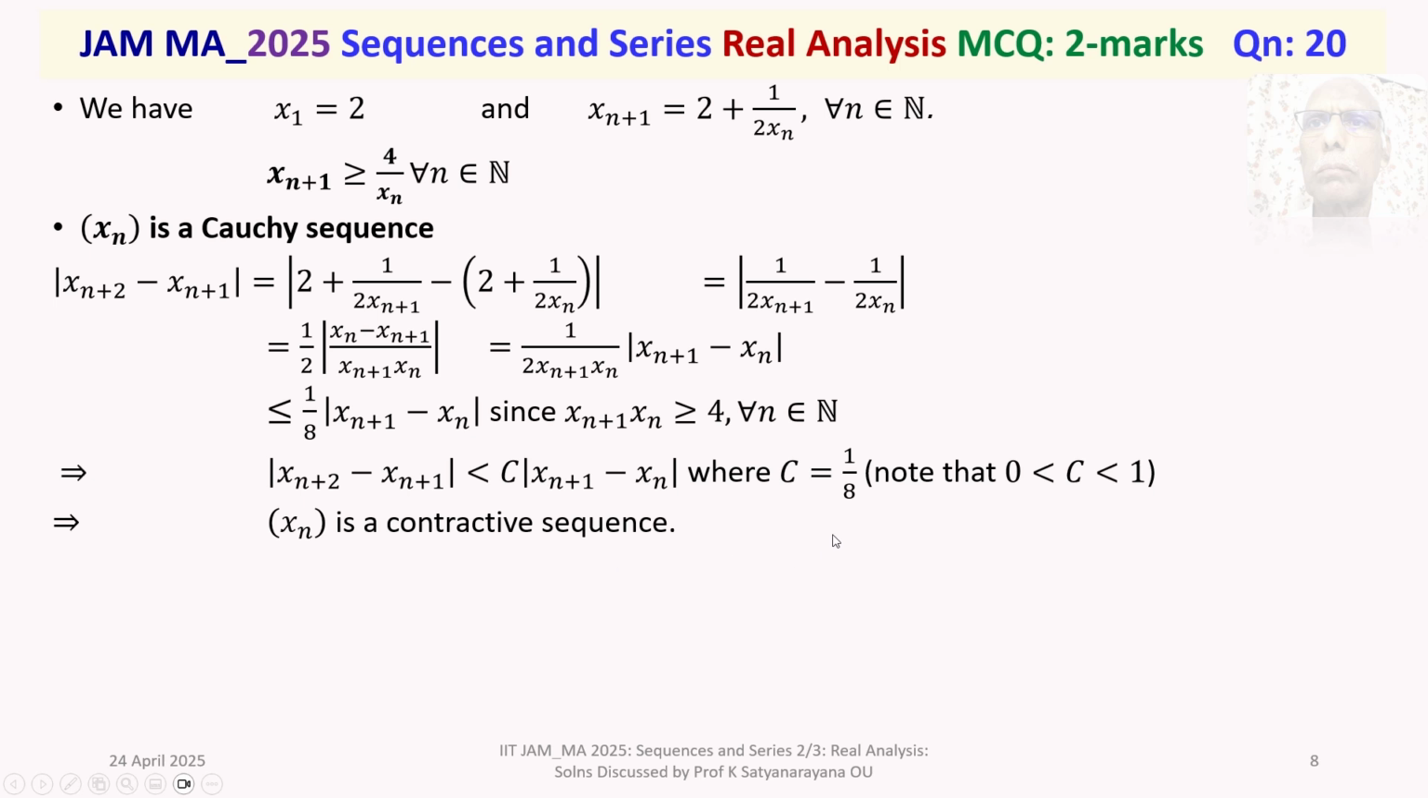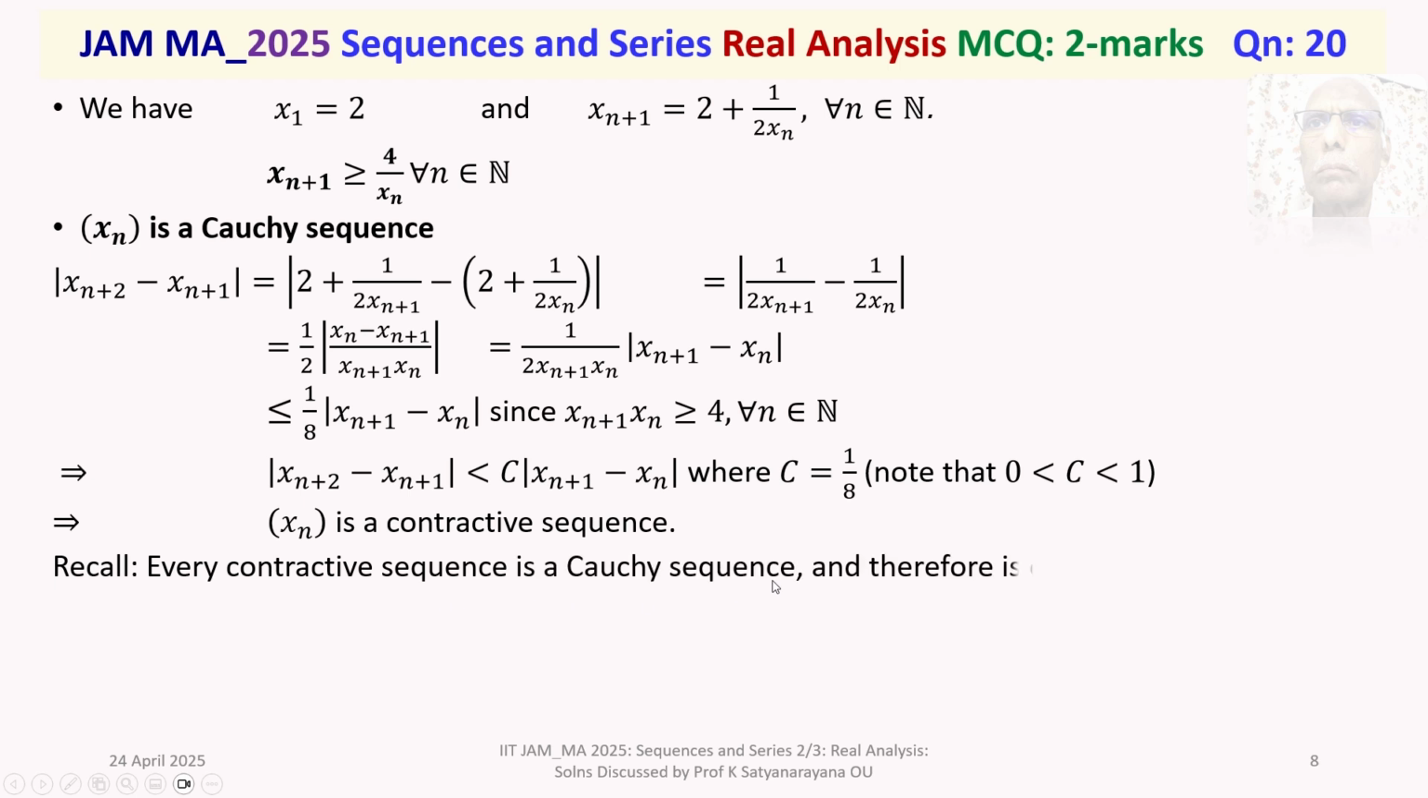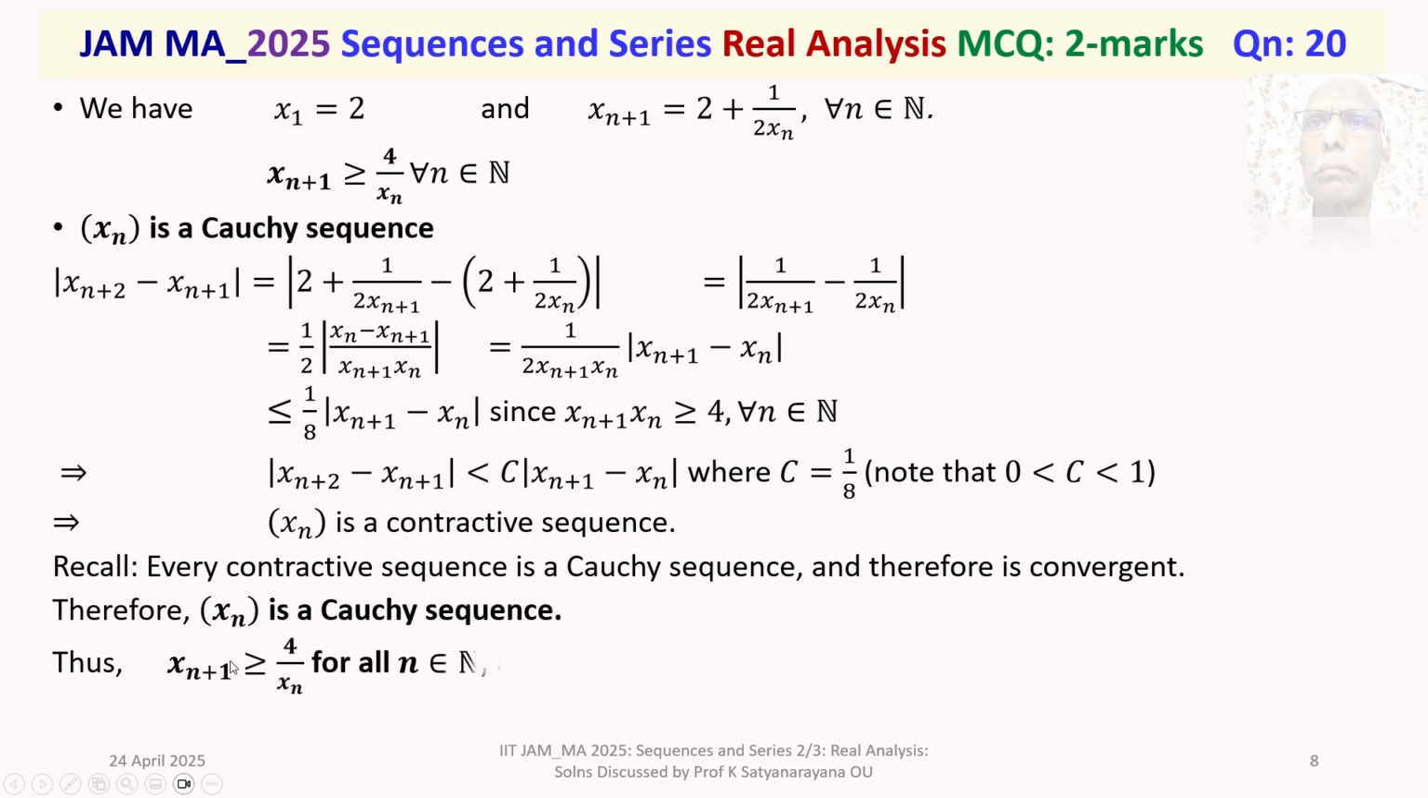If it is a contractive sequence, then it is a Cauchy sequence, and it is a Cauchy sequence of real numbers, therefore it is also convergent. So recall, every contractive sequence is a Cauchy sequence of real numbers, and therefore it is convergent. So what we want is this sequence is a Cauchy sequence. So therefore the sequence x_n is a Cauchy sequence. Thus x_{n+1} is greater than or equal to 4 by x_n for all n belongs to N. That is the first statement.